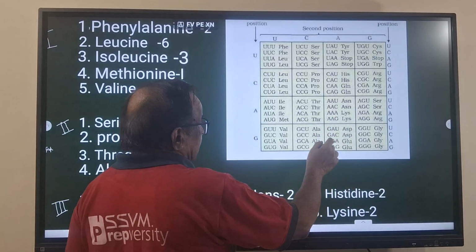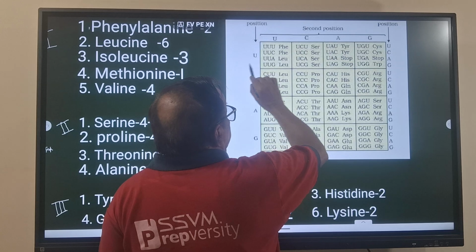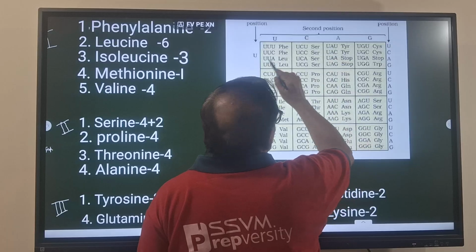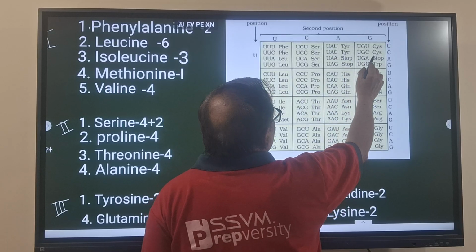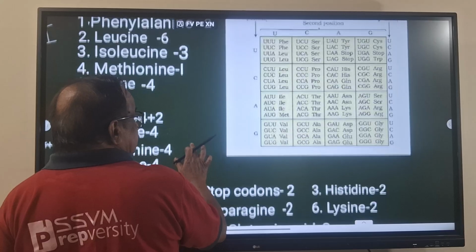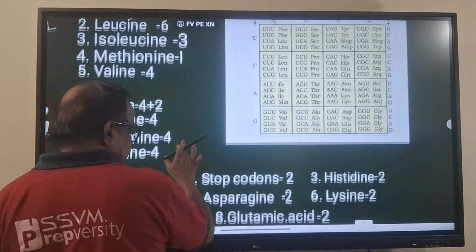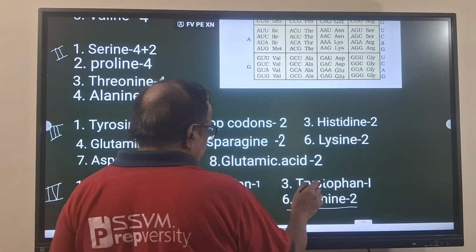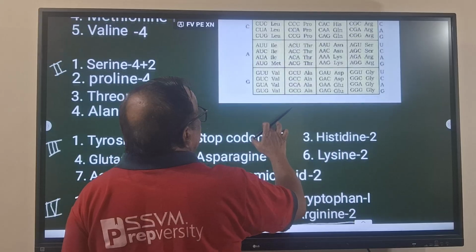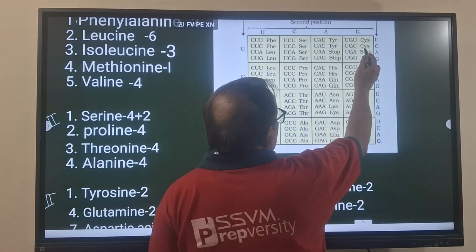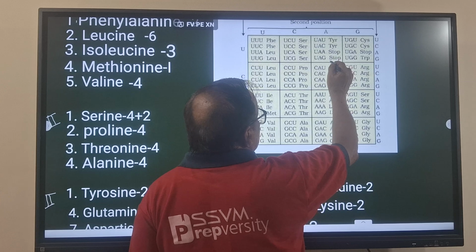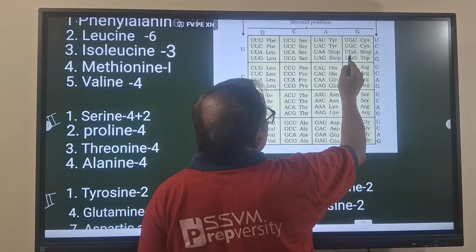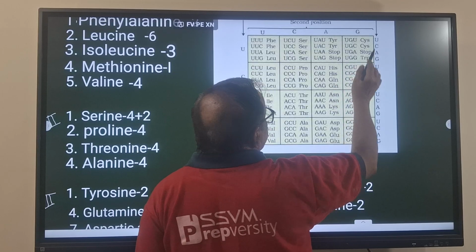And next, whenever we are seeing here the fourth, that is the uracil with G, UG, all are UG. First two indicate cysteine. Cysteine, stop codon 1, tryptophan. Now you see here, cysteine 2, stop codon 1. Here two stop codons, UAA, UAG, and here one stop codon UGA and UGG tryptophan.